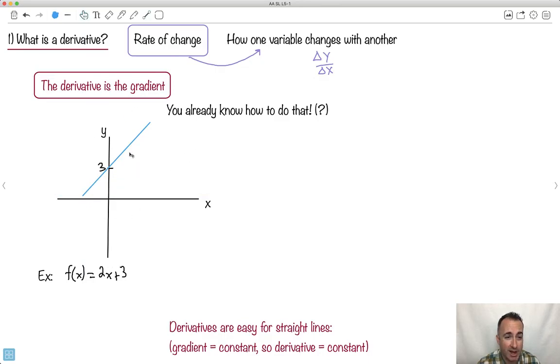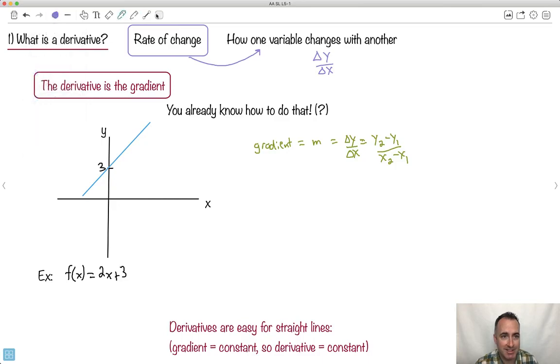All right, how would I find the gradient of this? I think you already know how to do that, don't you? Or maybe you do, I don't know. The gradient, maybe you remember this from other topics, we often call it m for short, or we can call it delta y over delta x, which is a change in y over a change in x, which is a rate of change. We can write it as y2 minus y1 over x2 minus x1. All that stuff is actually finding a derivative. So if I say, find the derivative of this thing, all it means is find the gradient of that line. Piece of cake, right? What's the big deal?